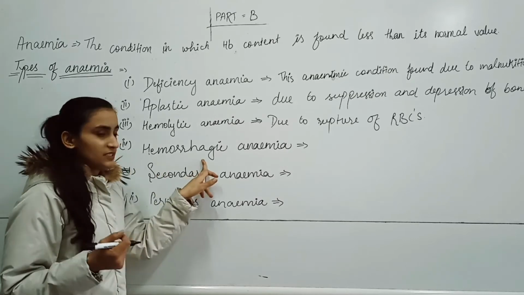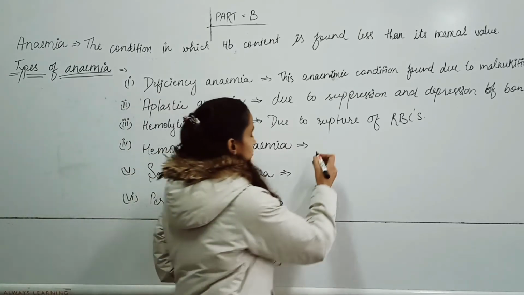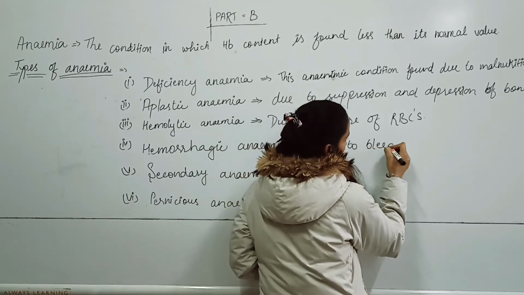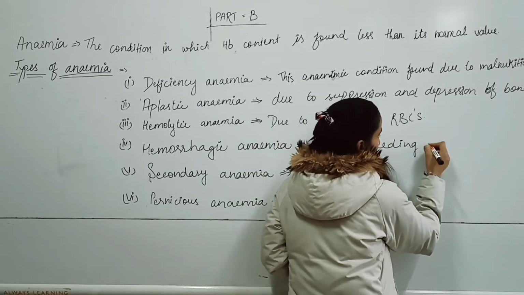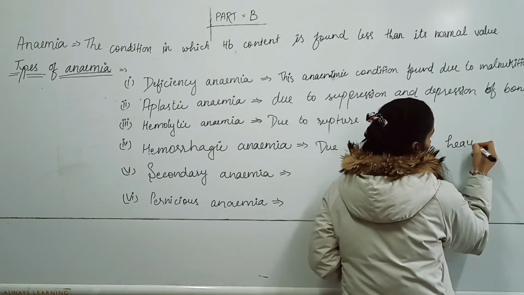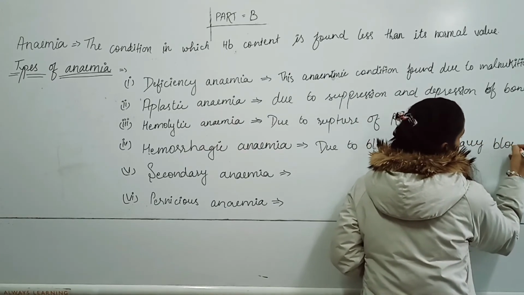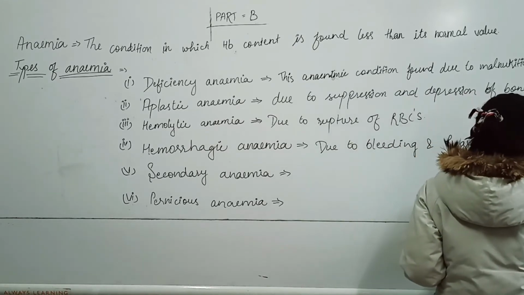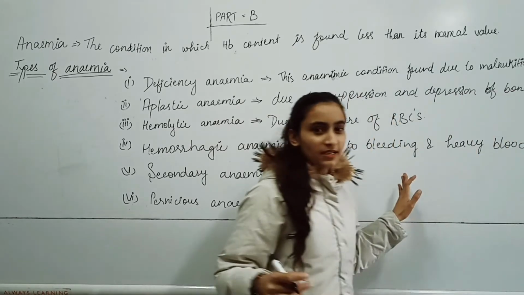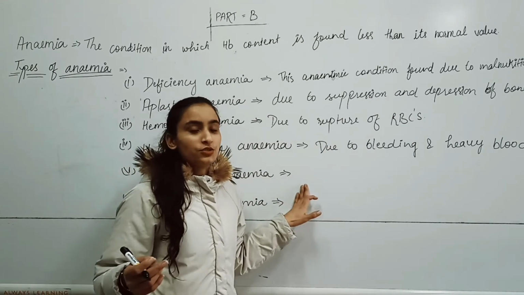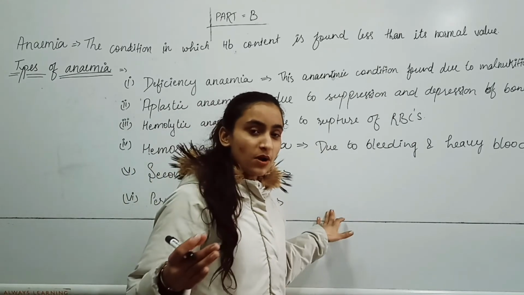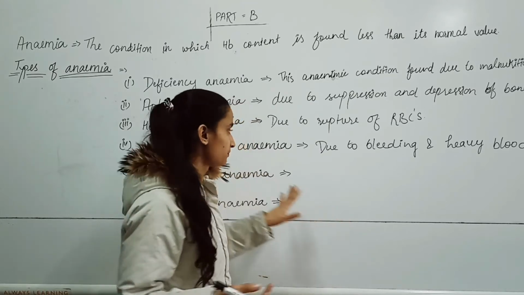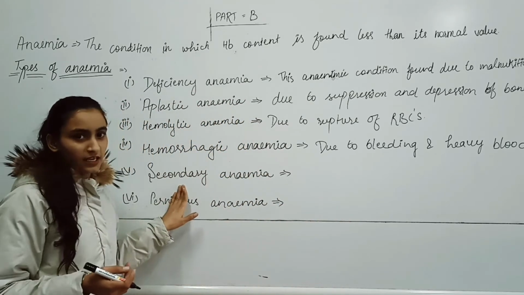Fourth one is the hemorrhage anemia. Hemorrhage anemia is due to bleeding and heavy blood loss. It can be due to wrong blood transfusion, some accidental condition, or a low value of platelets.